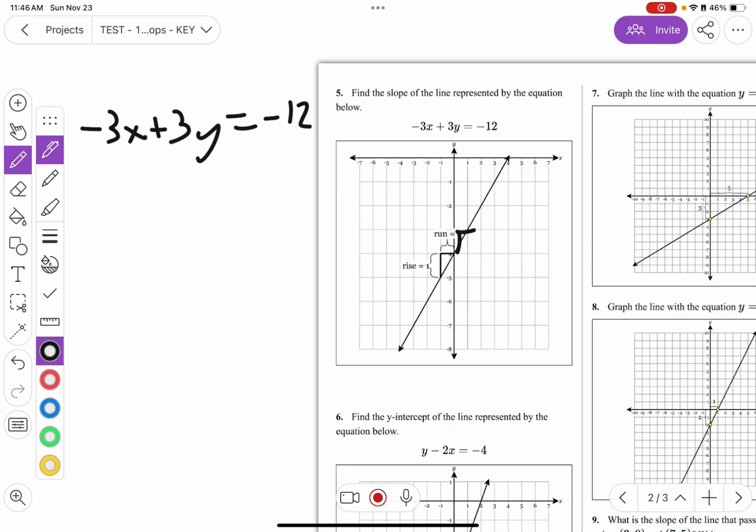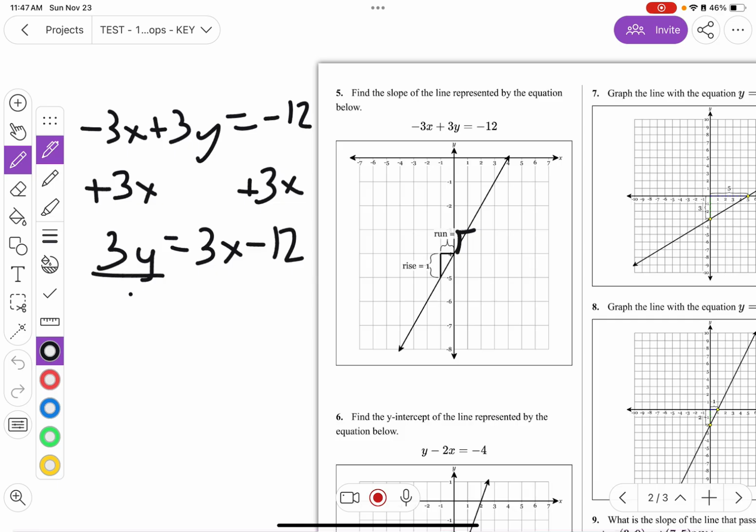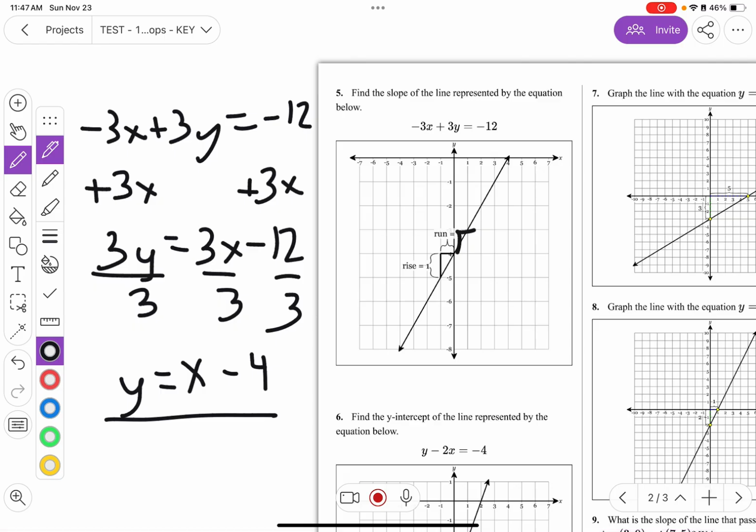But you can also say, well, I'm going to get it into that form that I'm really comfortable with. So I say I have 3y equals 3x minus 12, and I divide everything by 3. So the equation in standard form, minus 3x plus 3y, is equivalent to, I can rearrange it into y equals x minus 4. And so then I say, oh, there's the slope. Slope is 1.